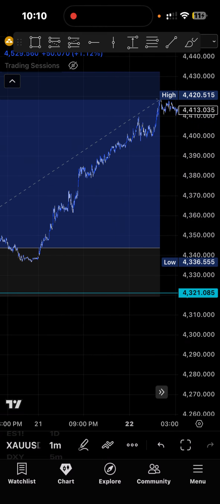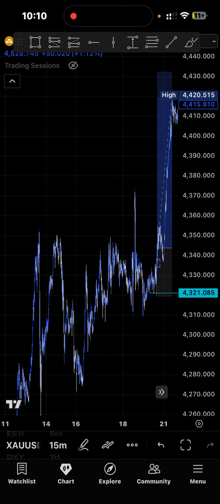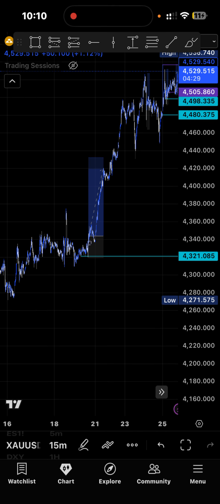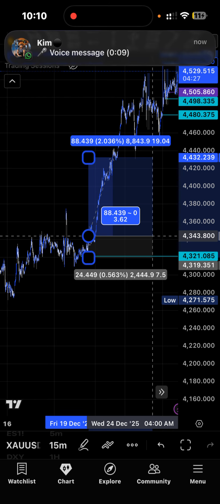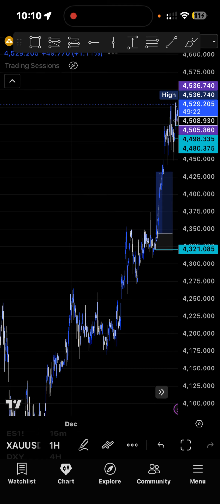Let's just see where. I don't even imagine so bad. Well, for this trade, I don't even know where I'm gonna put this though.